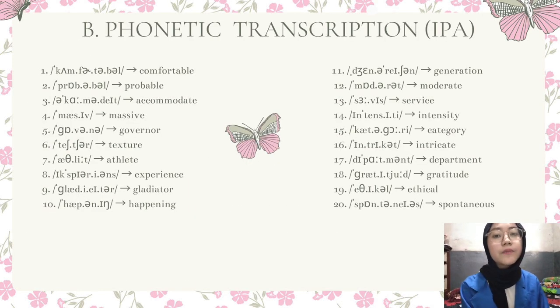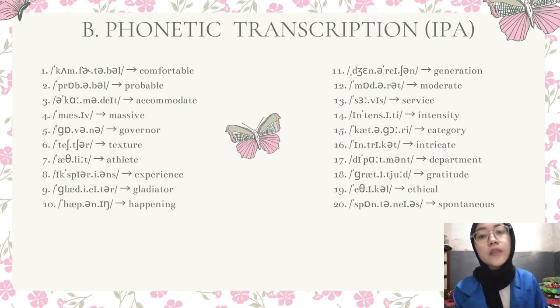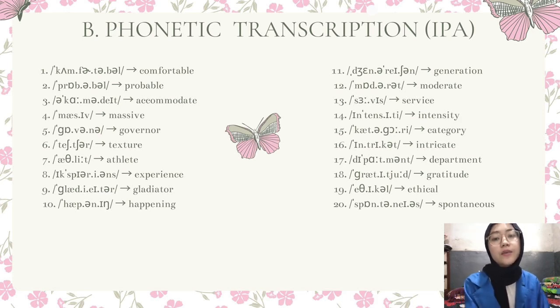And then the part B, I will read the following 20 items aloud using correct IPA pronunciation. Number 1 is comfortable. Number 2, probable. Number 3, accommodate. Number 4, massive. Number 5, governor. And number 6, texture.